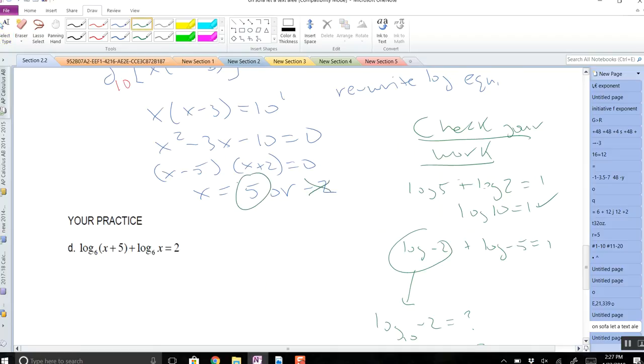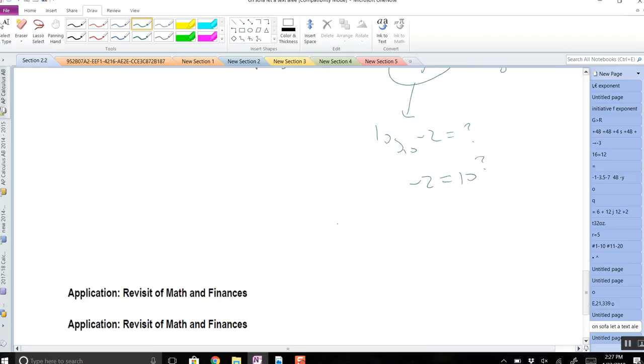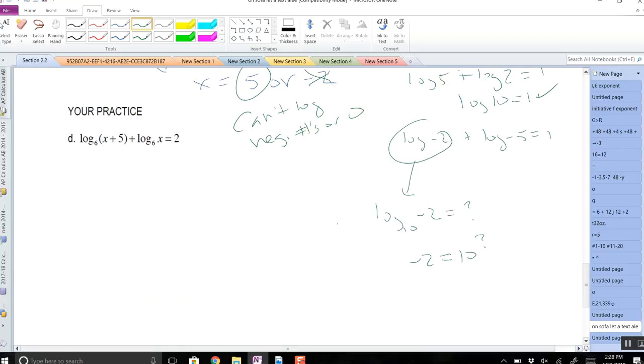The 5 is okay. So you need to make sure you're not logging negative numbers. So you can't log negative numbers or even 0. Only log positive numbers. So go ahead and try part D on your own. Then we'll do one word problem and we're done with the video.